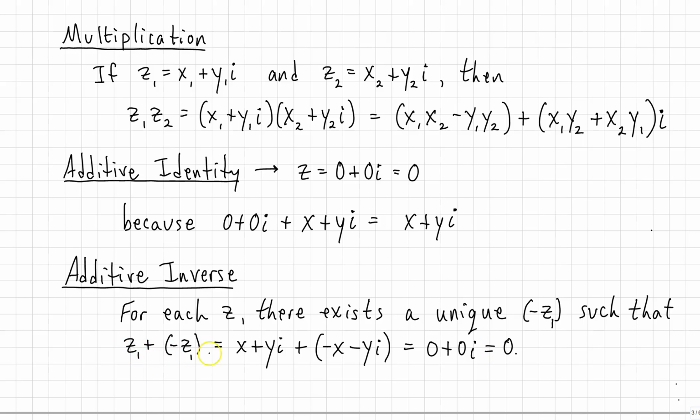So if z1 is x1 plus y1i, then its additive inverse will be negative x1 minus y1i. So if you add them together, you get x1 plus negative x1, which is 0, and then y1i plus negative y1i will be 0i, which is 0. So their sum is the additive identity, which, looking ahead, is how we will define subtraction, by using this additive inverse.